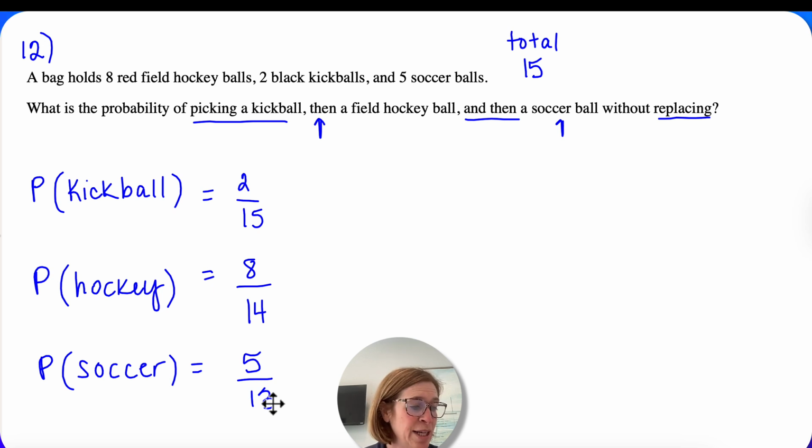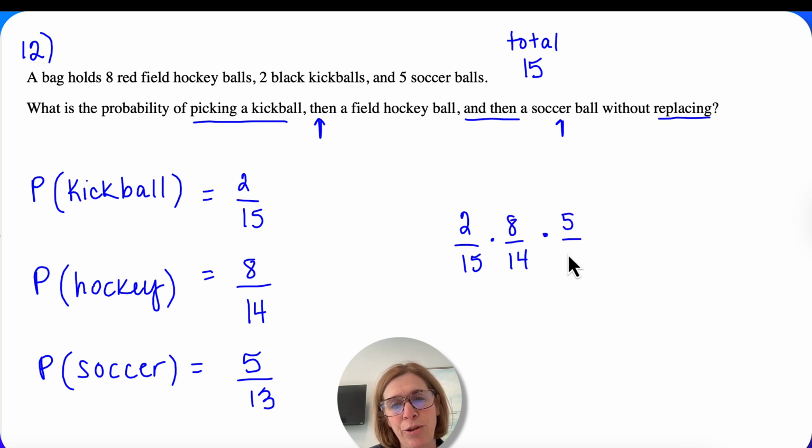Okay, so it's really important that we see that when we have dependent but sequential events, they're compound events. That means we multiply. There are going to be situations where you add, you just haven't learned how to do those yet. So what do you do with all these probabilities? You multiply them. So 2 over 15 times 8 over 14 times 5 over 13. Okay, now because it's Coach Fred, she's going to simplify before she multiplies.